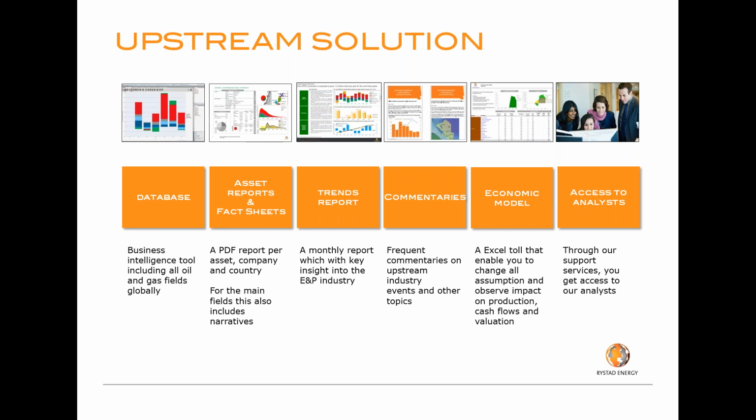From early this year, we updated our Upstream Analytics portfolio to include a set of additional products and features. Now, apart from our upstream database, UCube, all clients get access to hundreds of asset reports and country fact sheets with a detailed overview of recent activity and forecast. With each release of UCube, we also publish a monthly upstream trends report with key insights into the E&P industry. Every week, we aim to publish commentaries covering key industry events and hot topics. And our UCube Premium subscribers also get access to an economic model, an Excel tool where you can change any modeling assumption and observe immediate impact on production, cash flows, and valuation. Finally, our analysts are always available to provide extra information on our methodology and assumptions. In today's presentation, we will be answering key industry questions through the use of insights from our upstream trends reports, as well as highlights delivered by commentaries and fact sheets.